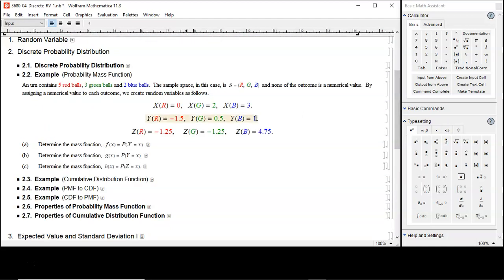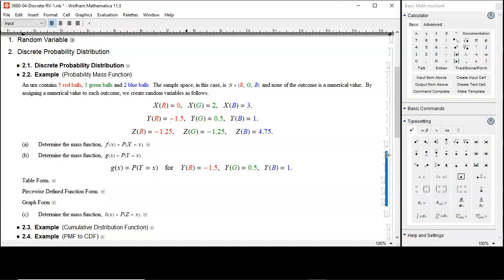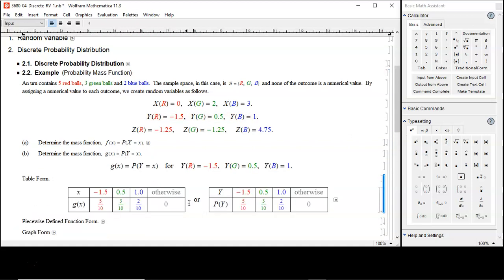Now, how about this? Negative 1.5, 0.5, or 1. Those are the only possible outcomes here because they came from the sample space RGB. Otherwise, probability is all 0. Therefore, we get this kind of tabular form. Probability 5/10, 3/10, 2/10 for negative 1.5, 0.5, and 1.0 respectively. Otherwise, probability mass is 0. Probability 0 means impossible.